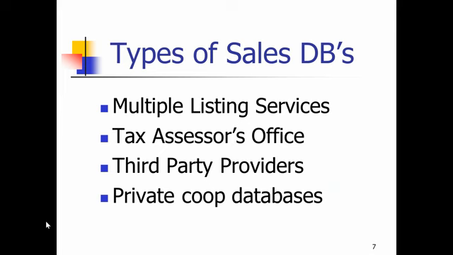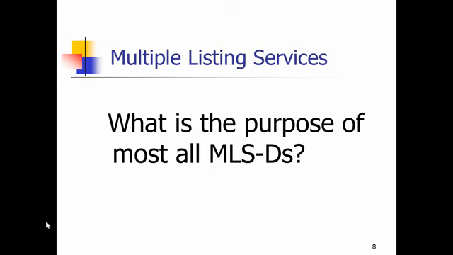Types of sales databases: multiple listing services, the tax assessor's office, third-party providers, private co-op databases. Multiple listing services. What is the purpose of most all MLS databases? Well, the purpose of a multiple listing database is to help them sell properties and get properties closed. The appraiser gets access to that database because it's hard to close without an appraisal, and they would like to help us close, so they make the data available to appraisers.